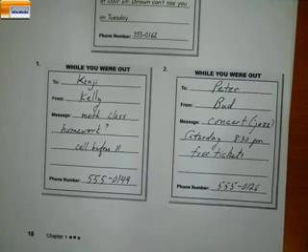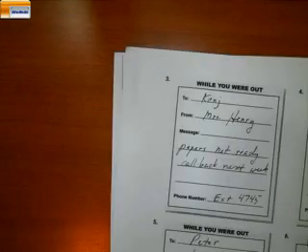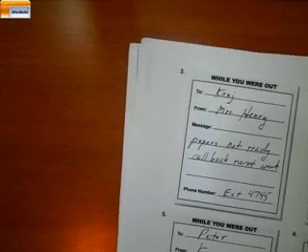In this case, the key things you needed to get down: Kenji, Mrs. Henry, papers not ready, call back next week, extension 4745. We didn't put down the university number. We assume the person knows it, or they could find it out.